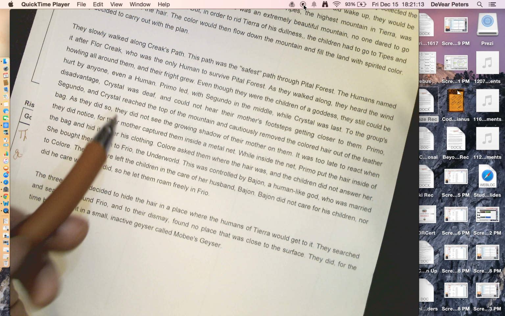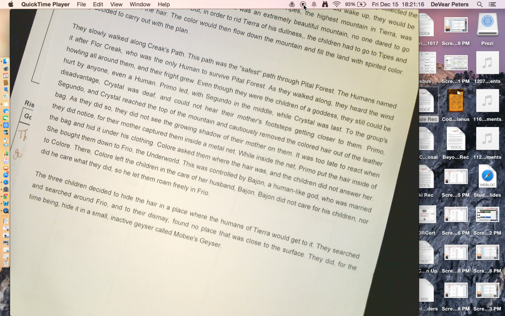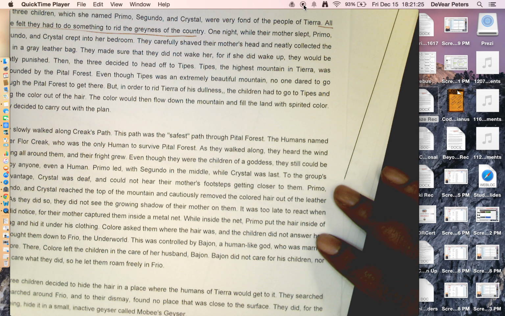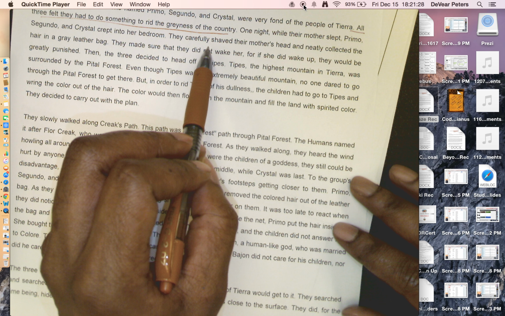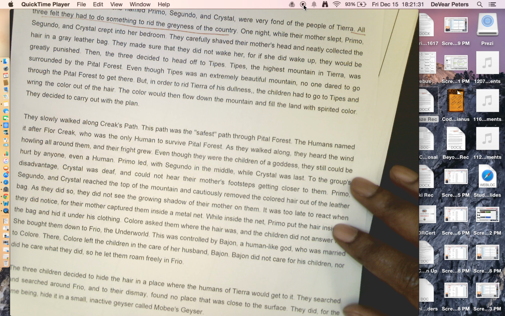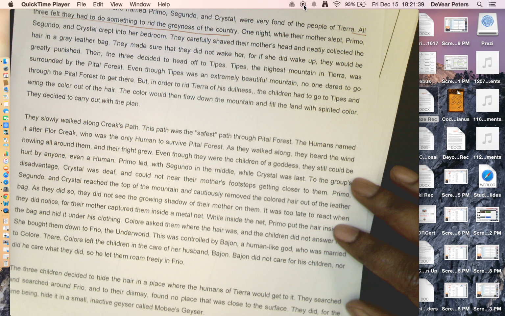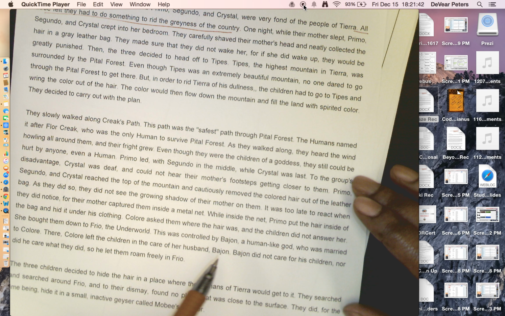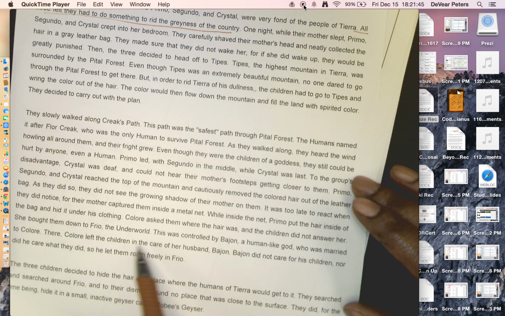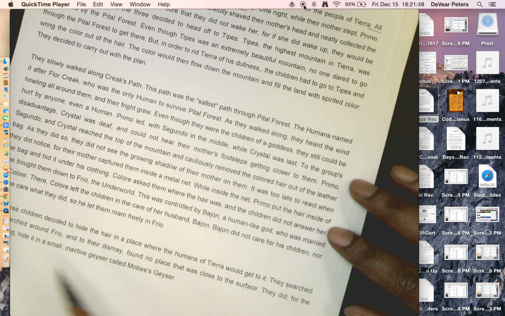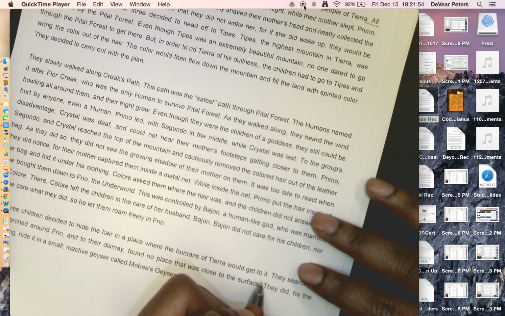The second moment could be where it says that the children end up putting the hair. Actually, we can even go from there and just say the children actually shaved off the mother's hair for the people. So they carefully shaved the mother's head. I could talk about the children planning to hide the hair where the humans could get it. So there's a few things. I'll go with that one.